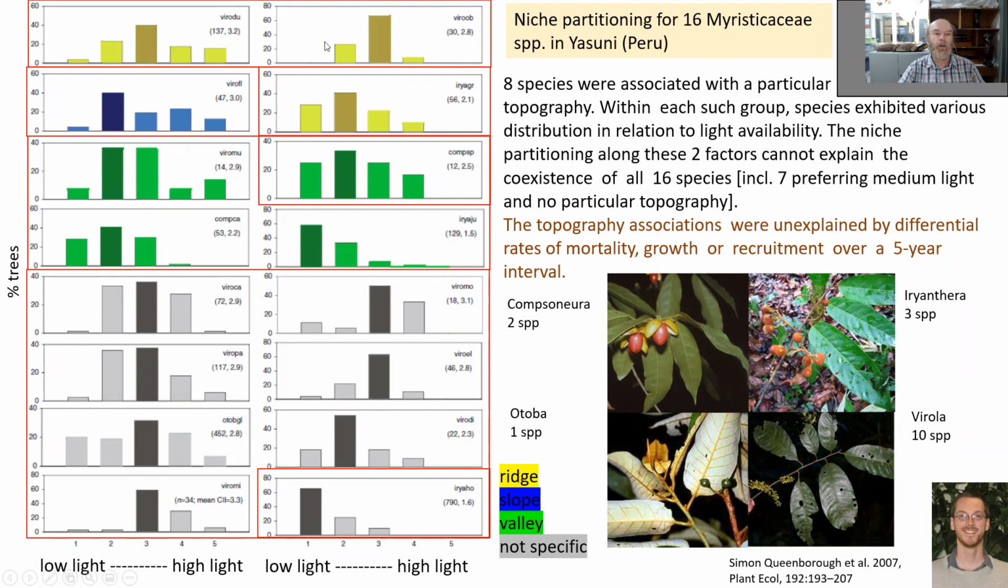So ridge specialists are yellow, slope specialists are blue, valley specialists are green, and indifferent species are in gray. For each species, you have the distribution according to light. You can see again that species are very imperfectly separating, even among phylogenetically related species. Most of the species like middle levels of light. And species which are not separated are framed in the same red frame here.